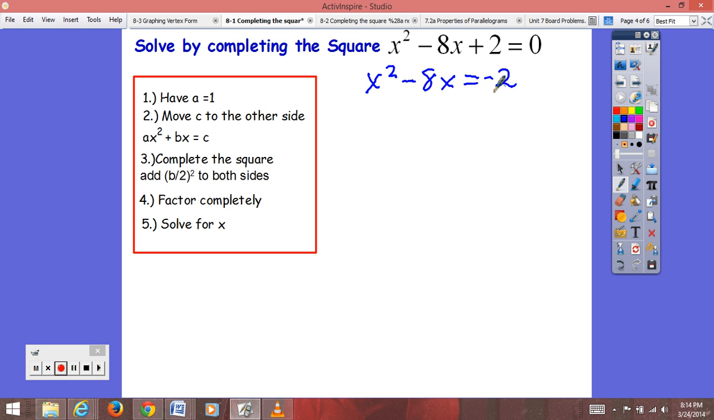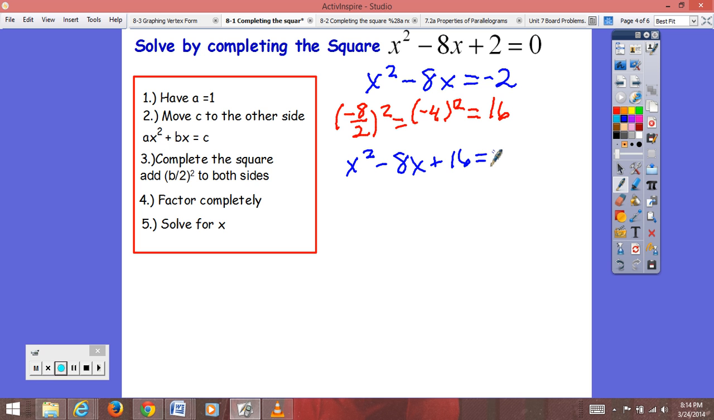So we get -2. Then to find our b over 2 squared, we have -8 over 2 squared. -8 divided by 2 is -4. Squared gives us +16. So we add that to both sides. We get x squared minus 8x plus 16 equals 16 plus a -2 gives us a +14. Alright, and we factor the left side.